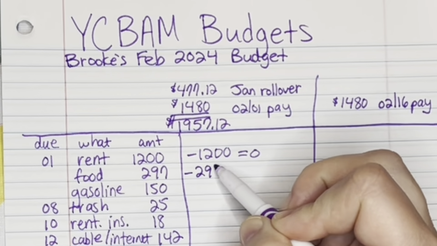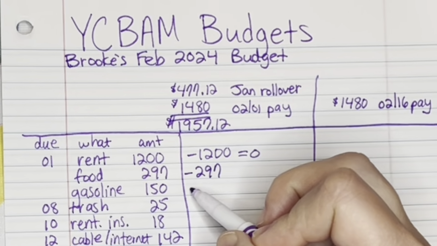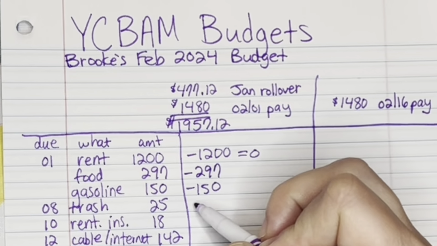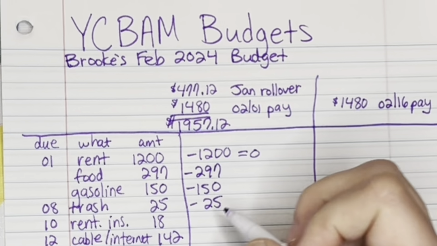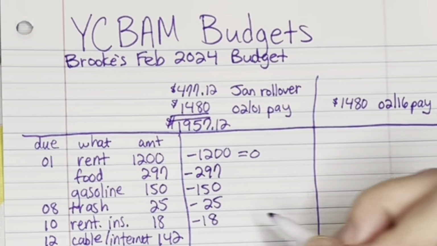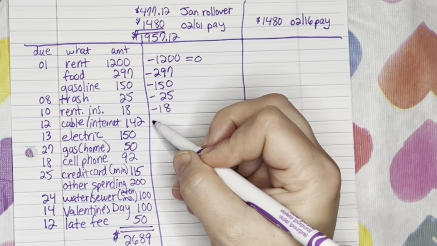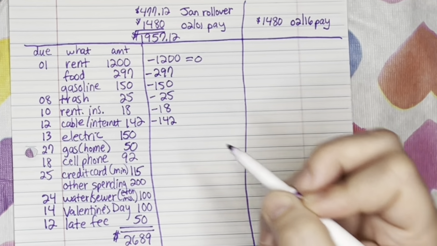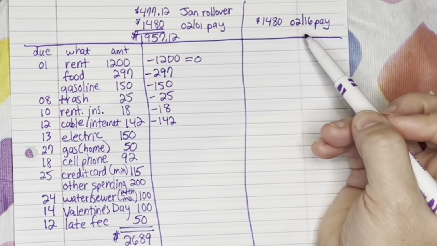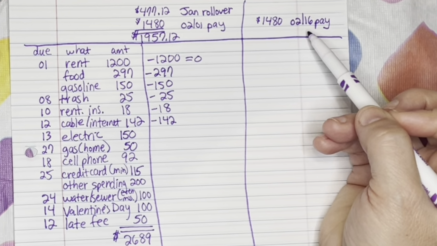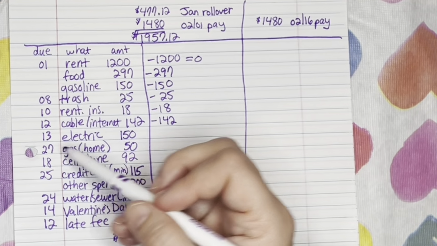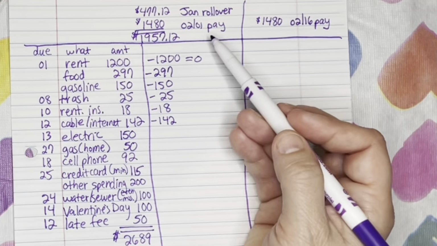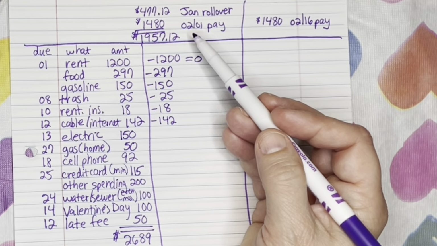Then she's going to put $297 for her food, $150 for her gasoline, $25 for her trash, $18 for her renter's insurance, $142 for her cable internet. And her next payday isn't until the 16th. So she'd have to pay all of these bills with this paycheck if she doesn't want to pay them late.